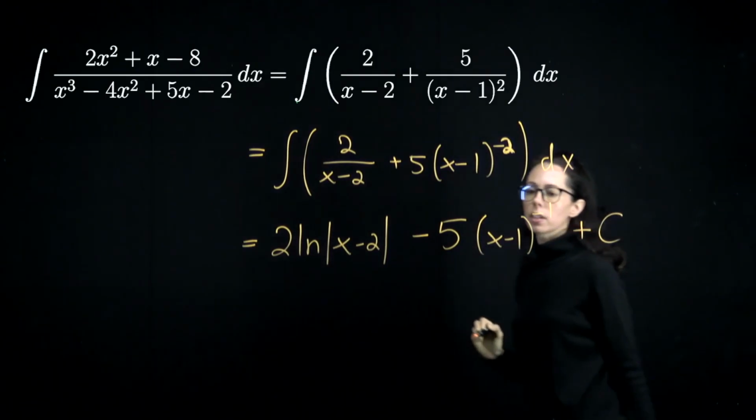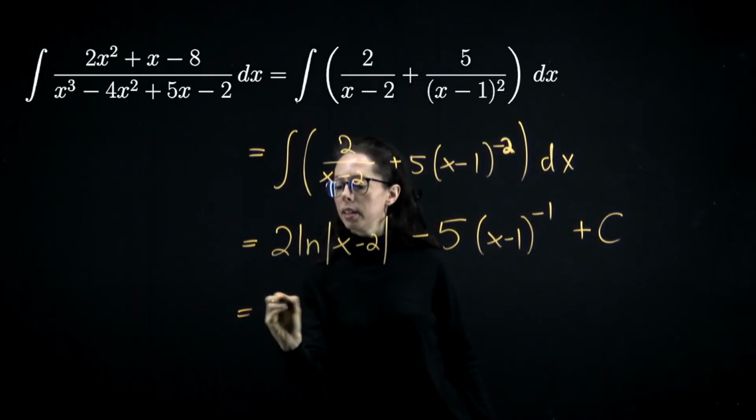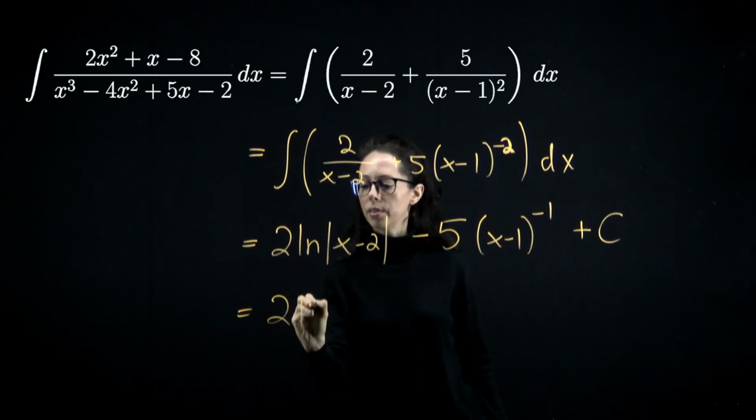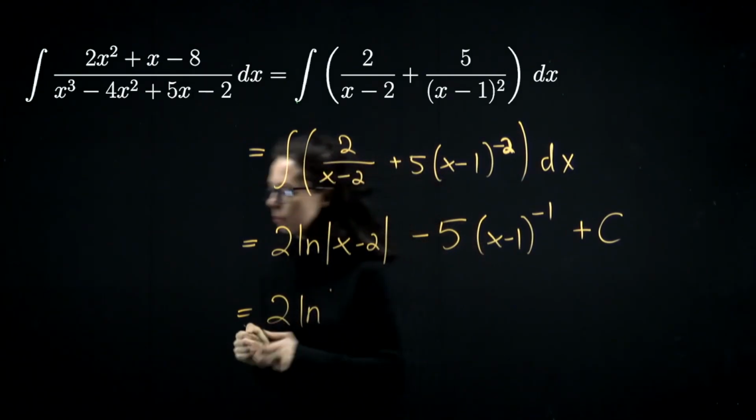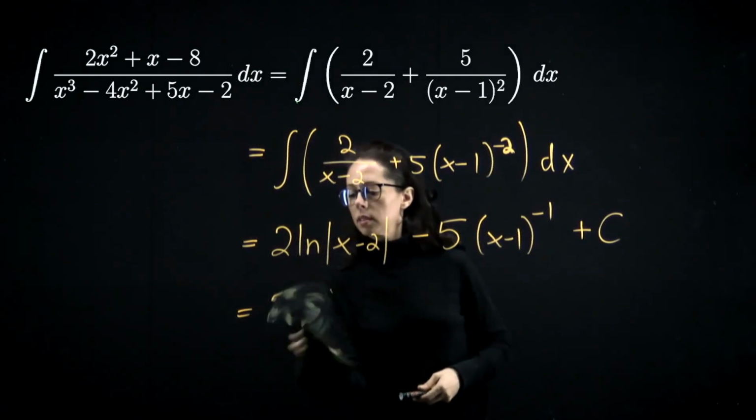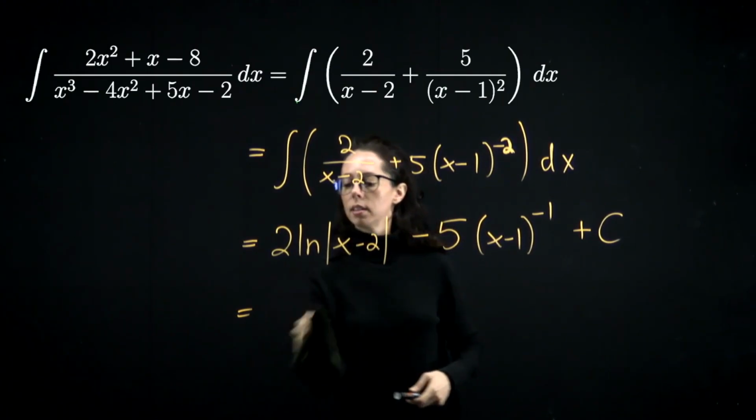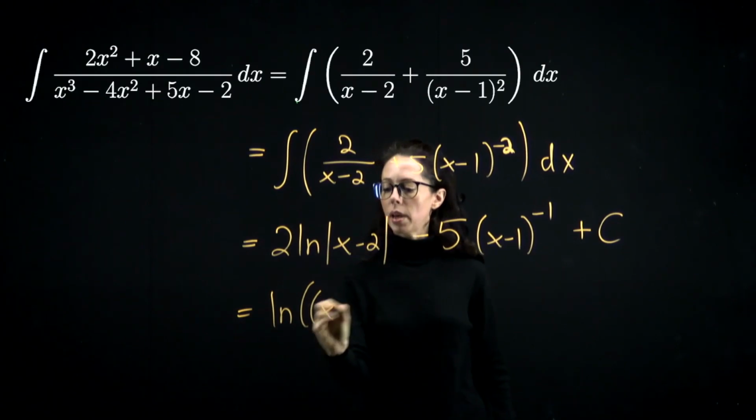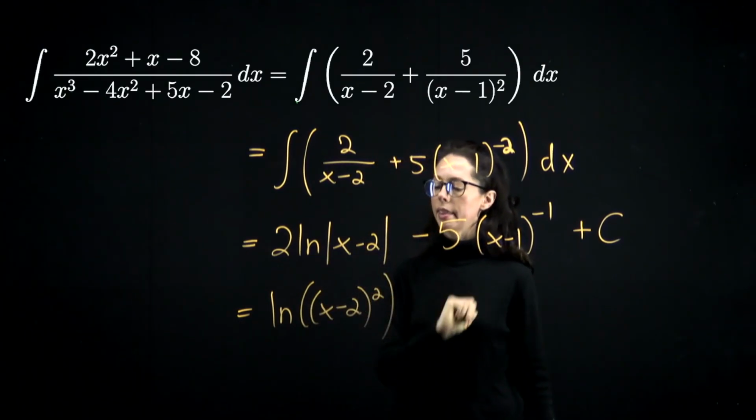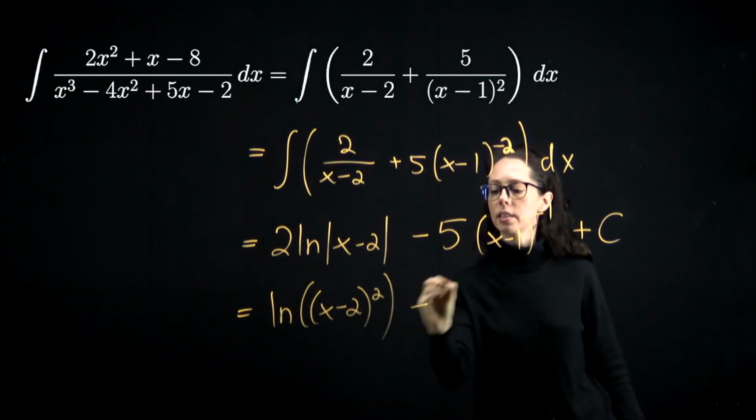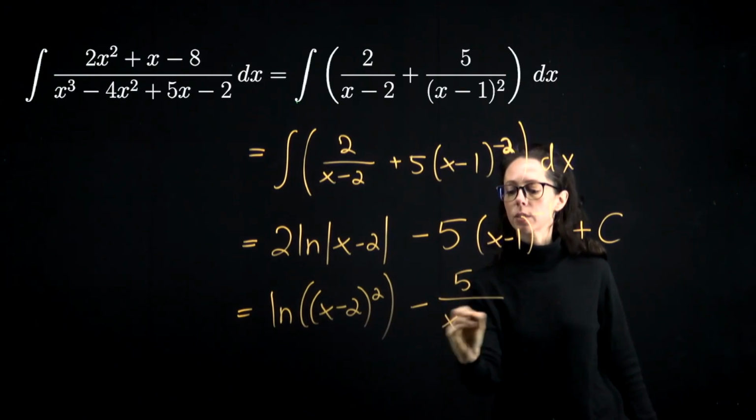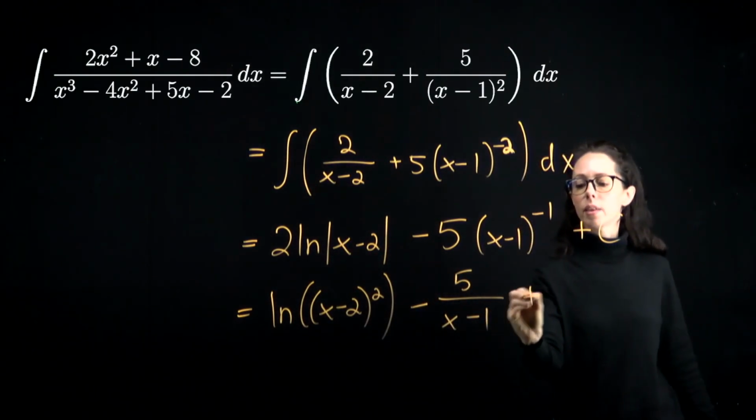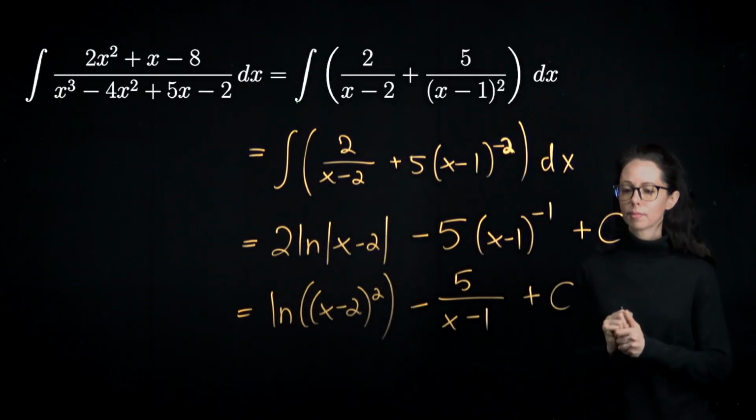And if you'd like to make this look more like what we started with in our integrand, this is natural log of, actually, you know what, let's do a little bit more. I'm just going to take this first expression and rewrite this as natural log of x minus 2 squared, like that, and then minus 5 over x minus 1 in a denominator, and then plus our constant of integration.